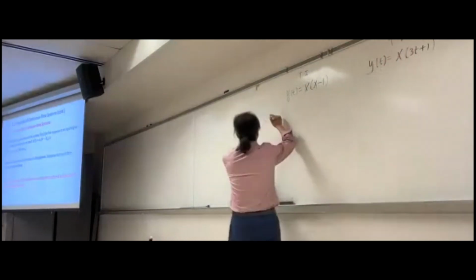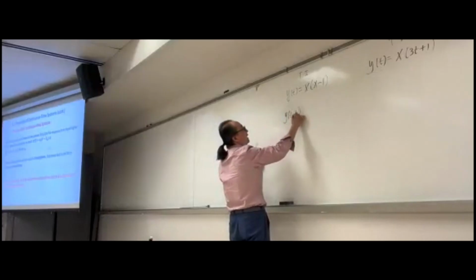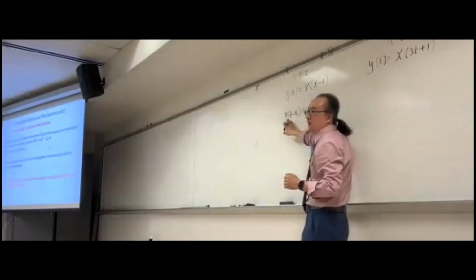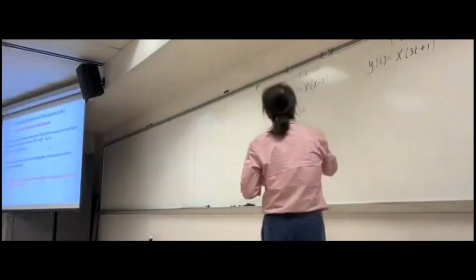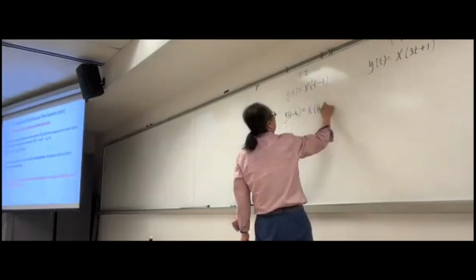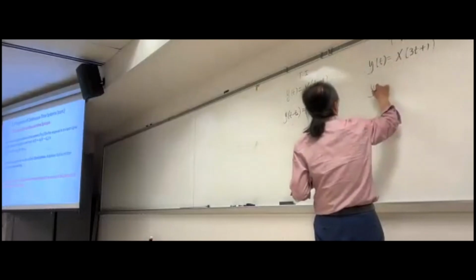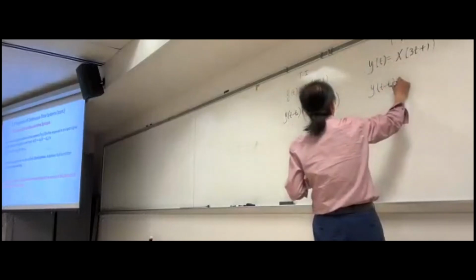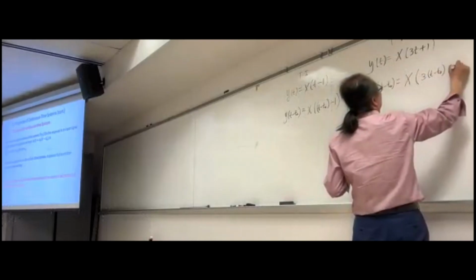So what we need to do: y of t minus t naught for the output. Instead of t, we put t minus t naught for the output. Then the expression is x of t minus t naught minus 1. For this one, y of t minus t naught equals x of 3 times t minus t naught plus 1.